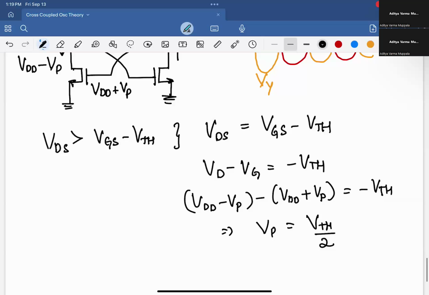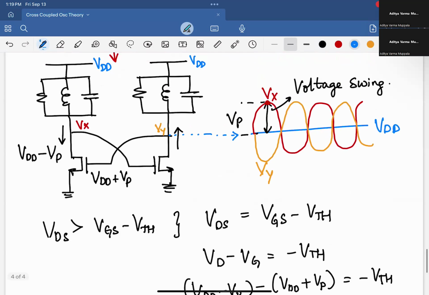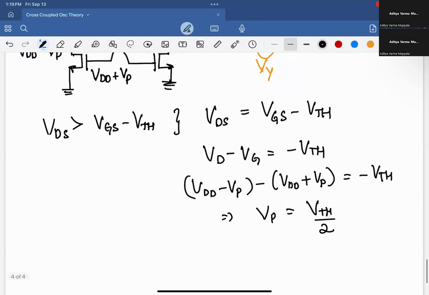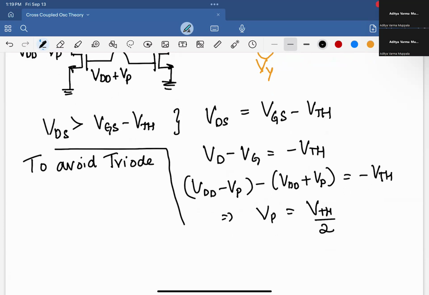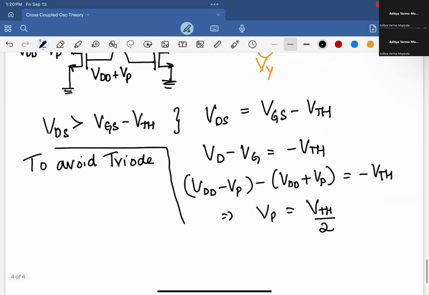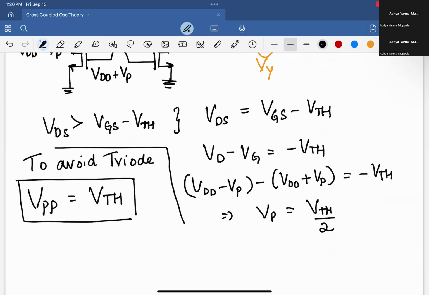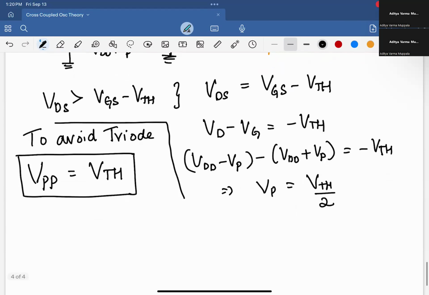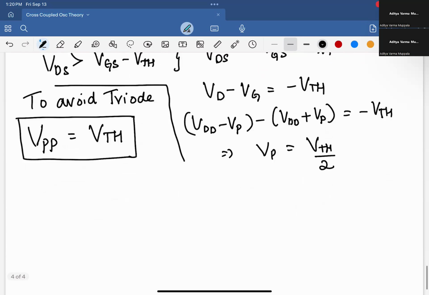All of this is to essentially say that if you want to avoid triode operation, which is good because the flicker noise gets worse at triode, so you don't want that, then the maximum V peak to peak, which is 2 times the V peak, is equal to VTH. This is also an important rule of thumb to keep in mind. Okay, so that's that.